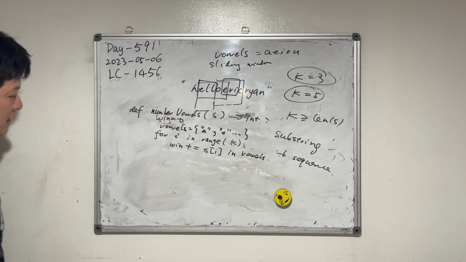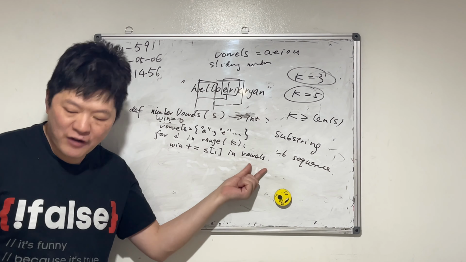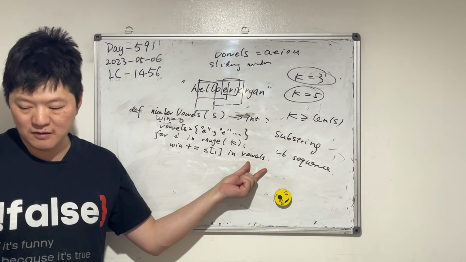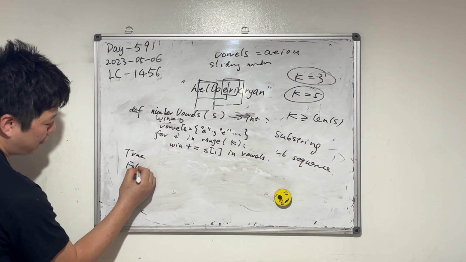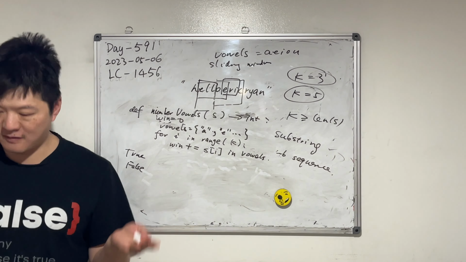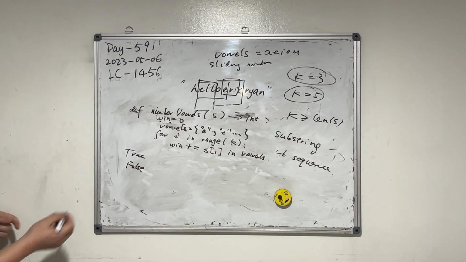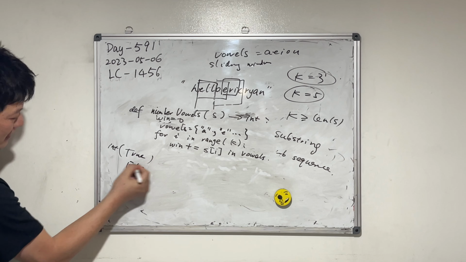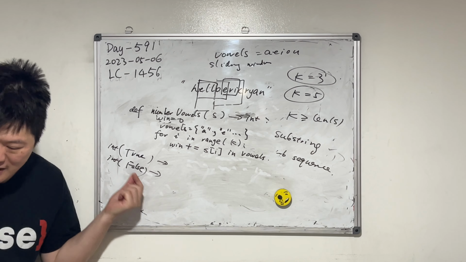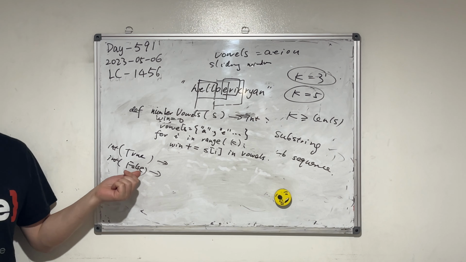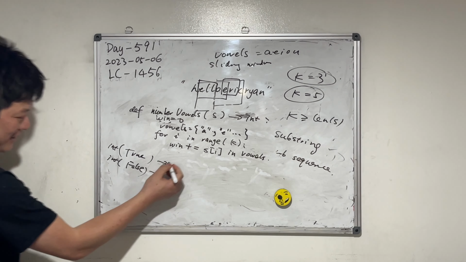I'm going to write it. Vowels. Look, s[i] is the character. If it's in vowels, that's true or false, right? In Python, this is called boolean, true or false, yes or no. If we convert it to an integer, can you guess what's the value? One of them is 0, one of them is 1. Which one is 1? Which one is 0? Which one makes more sense? True is 1, false is 0.